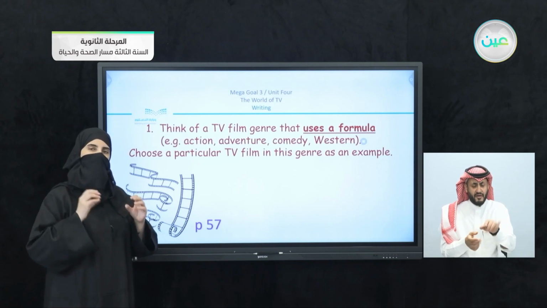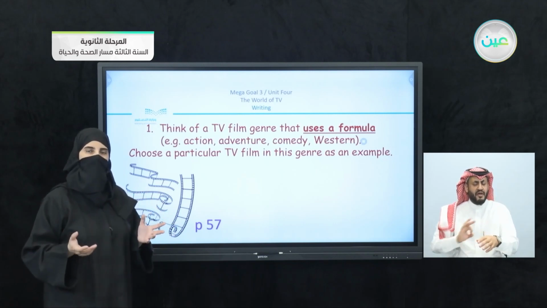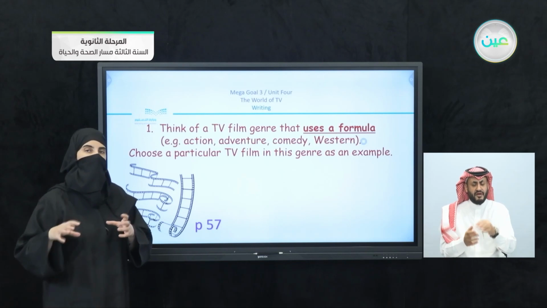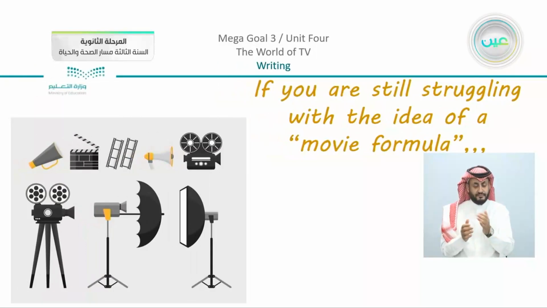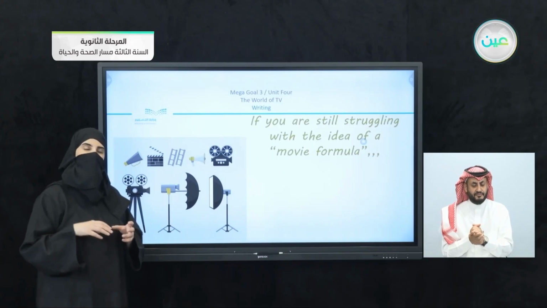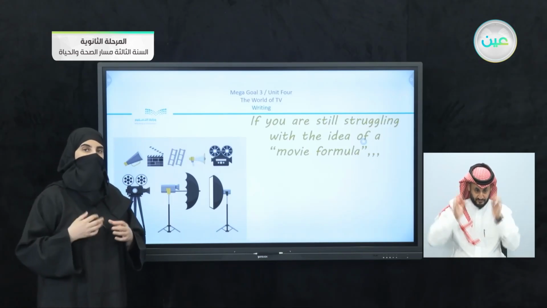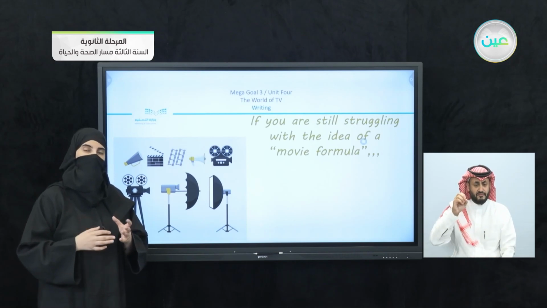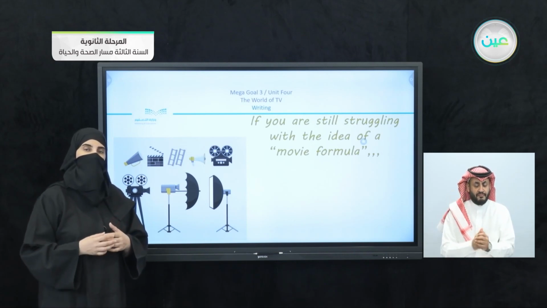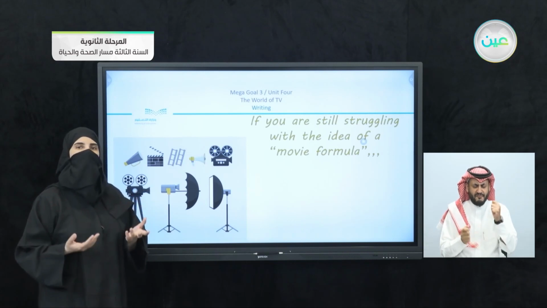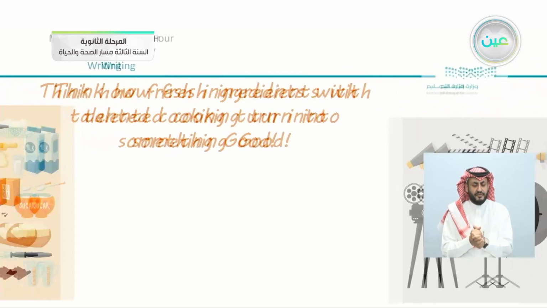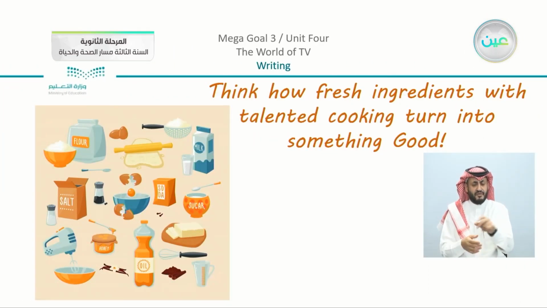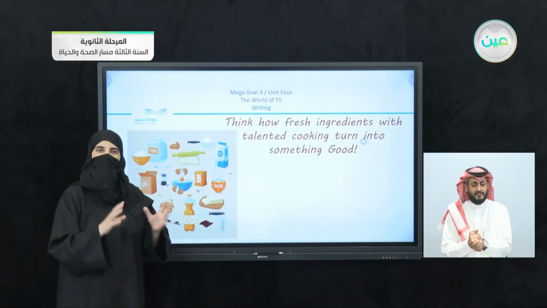You are just first going to think of your favorite movie and you are going to just classify the genre of this movie. This is going to be the first step. After that, we have here, if you are still struggling with the idea of a movie formula, so here the word formula. Before, I mentioned the word and said that we are going to discuss it more. Now, if you are struggling with the idea of what is a formula or what is a movie formula, you can compare it to the ingredients of any kind of dish that you want.